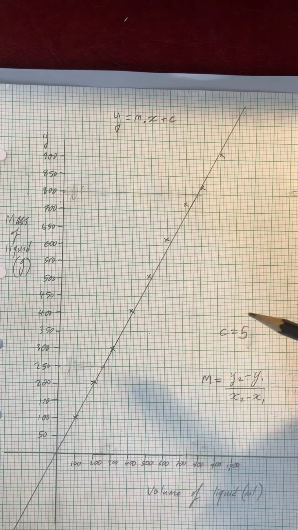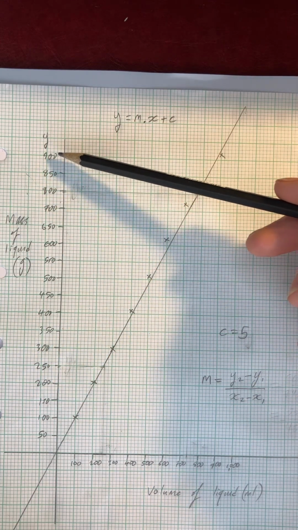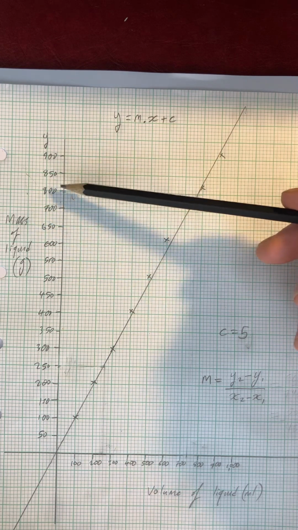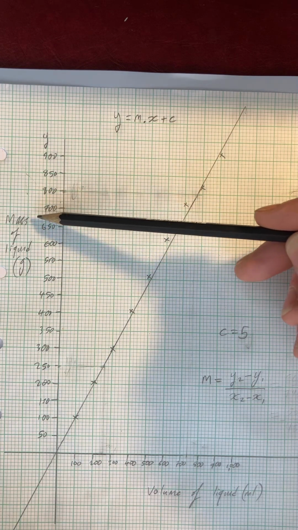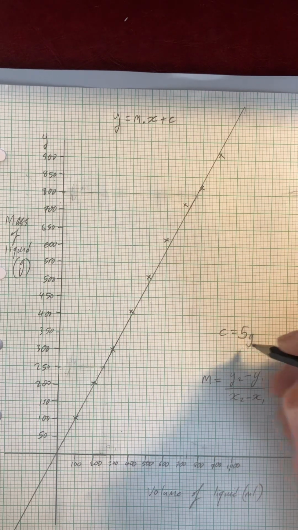Now, does C have a unit of measurement? Yes, it does. The unit of measurement for C is the same as the unit of measurement for our dependent variable on the y-axis. So it is going to be mass in grams. So C is 5 grams.